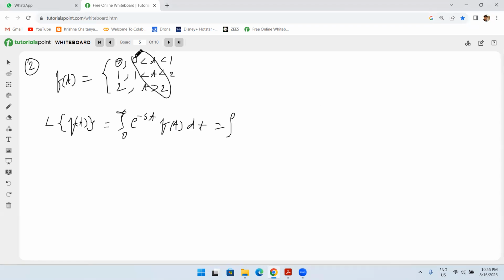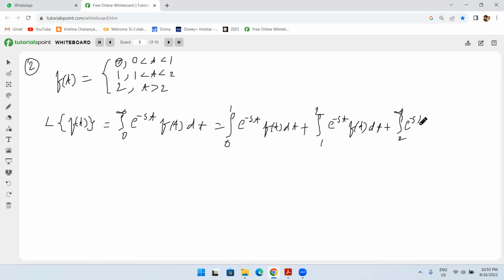Here we divide the integral from 0 to infinity into three parts, that is 0 to 1, 1 to 2, and 2 to infinity. So integral 0 to 1 of e power minus st f of t dt, plus integral 1 to 2 of e power minus st f of t dt, and plus integral 2 to infinity of e power minus st f of t dt. Here we substitute the values. The value of f of t from 0 to 1 is 0, so we substitute 0 here.